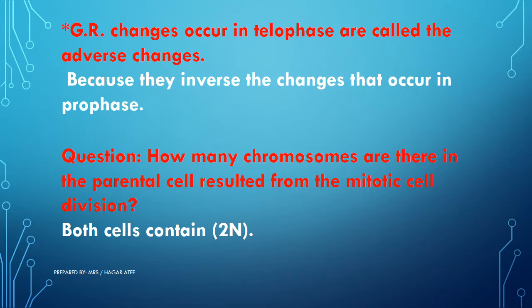Give reason. The changes that occur in telophase are called the reverse changes because they reverse the changes that occur in prophase. How many chromosomes are there in the cells resulting from the mitotic cell division? Both cells contain 2n.